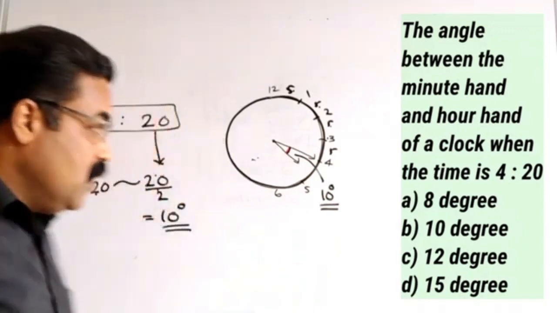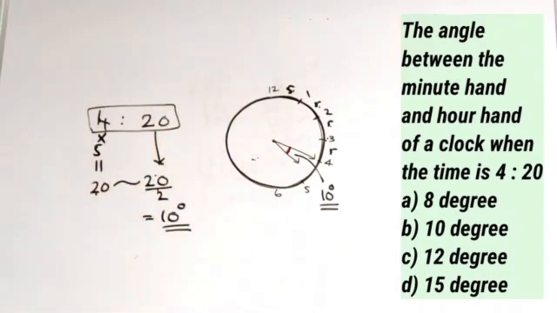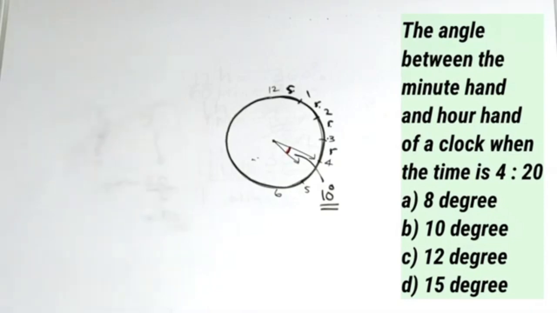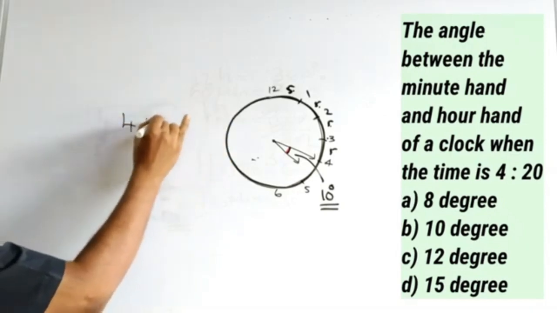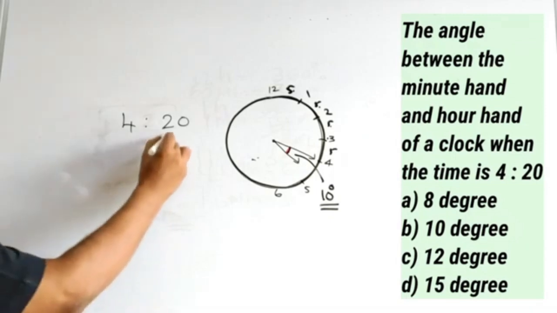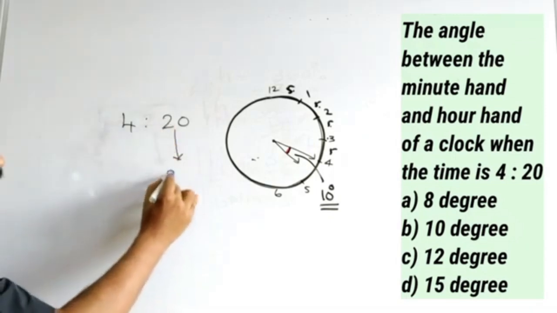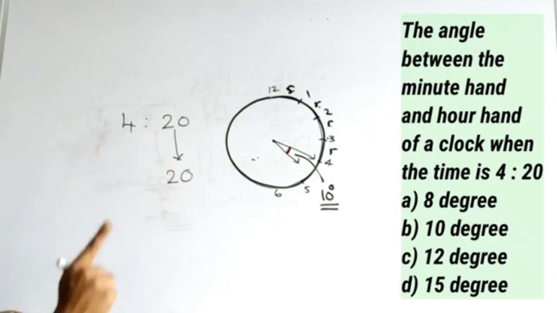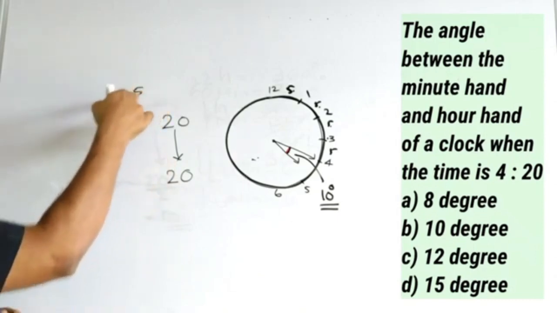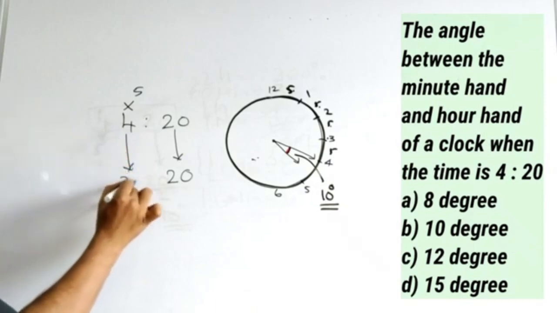Understand very clearly what I did. Let me repeat that step once again so that it becomes very clear to you. Here the time is 4:20. So we have taken 4:20 here. Then this minute is written as it is, 20 is 20 only. This 4 is multiplied by 5. 4 into 5, we are writing 20 here.